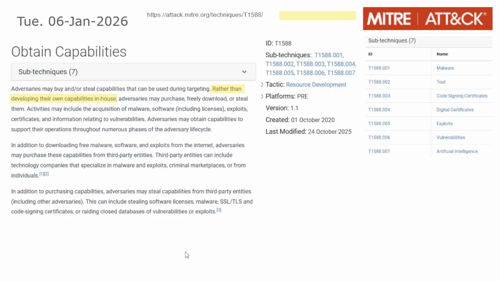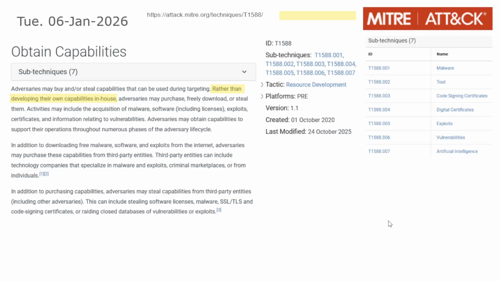Activities may include the acquisition of malware and then software, exploit certificates. So they list now all the sub-techniques here, pretty much vulnerabilities, and then adversaries may obtain capabilities to support their operations throughout numerous phases of the adversary lifecycle. Yes, obviously. So they can go back to this technique every time they need it. In the reconnaissance, they can buy something that helps them. In the exploit phase, they can buy something. Command and control, a C2 server, they can again. So they can go back to this capability, obviously, to this technique.